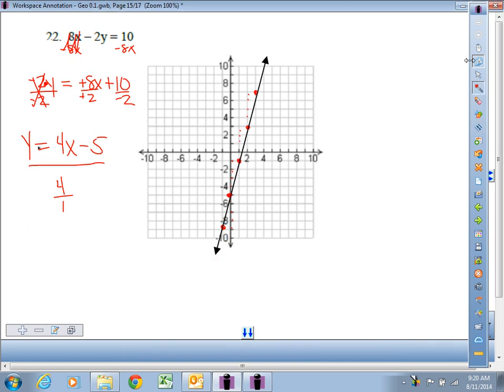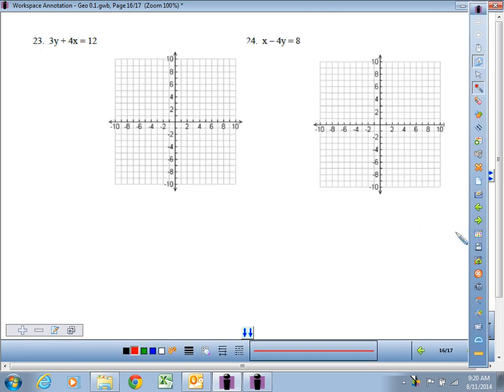Graph your line, extend it the whole length of the way through the coordinate plane, and don't forget your arrowheads because it will go on infinitely. One more of those, and I think we'll be good to go.